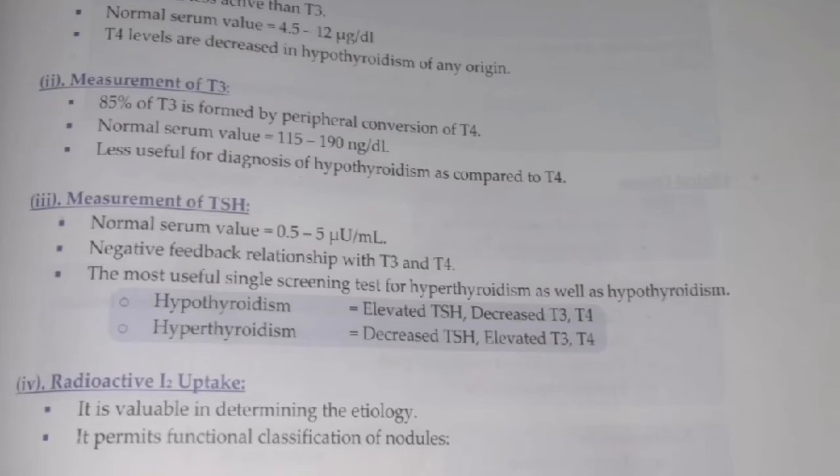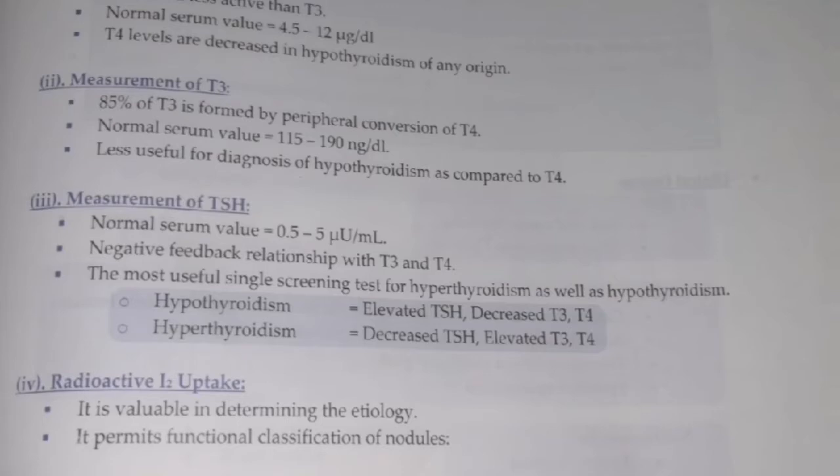Normal serum range is about 4.5 to 12 micrograms per dL. T4 levels are decreased in hypothyroidism of any origin. 85% of T3 is found from the chemical conversion of T4. Normal serum value is 115 to 120 nanograms per dL. This is less useful for diagnosis of hypothyroidism as compared to T4.